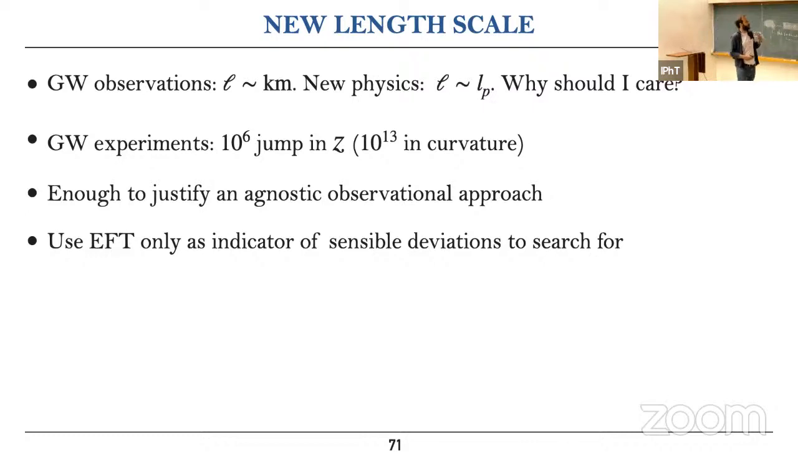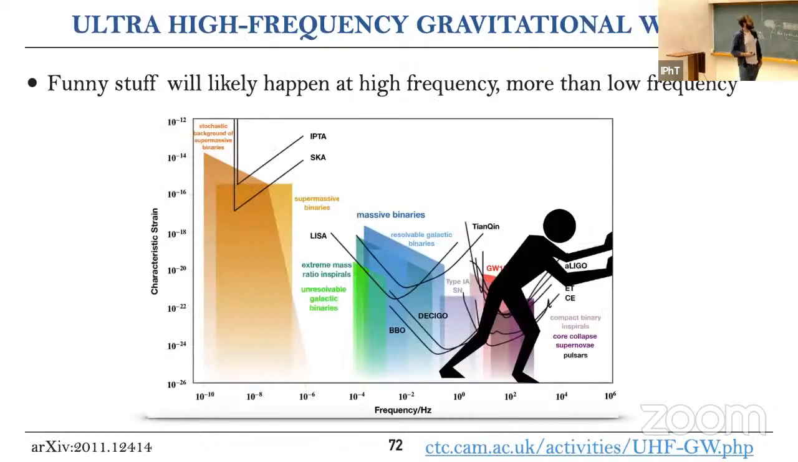So we just use effective field theory to give us guidance on what things we should be searching for. But in the end, if you're really interested in higher curvature corrections, what you want is not big black holes. You don't want to go to the milliHertz LISA band. You don't want to go to a supermassive black hole which has the density of water. You want to go to higher frequencies.